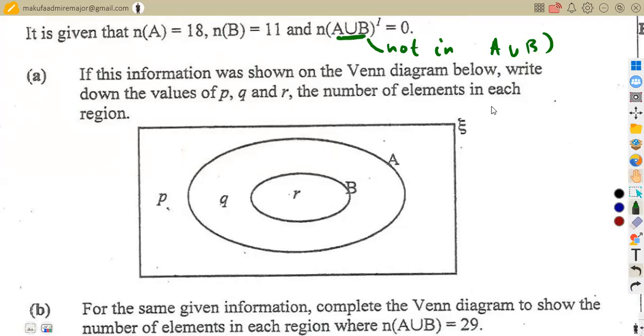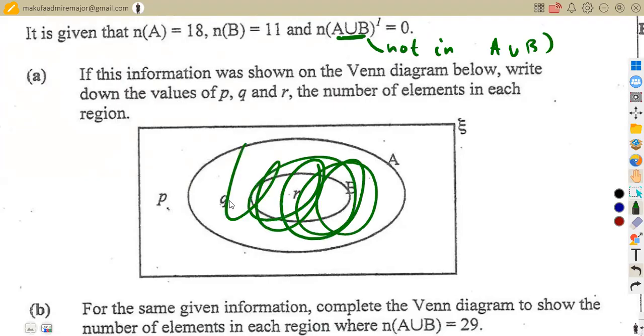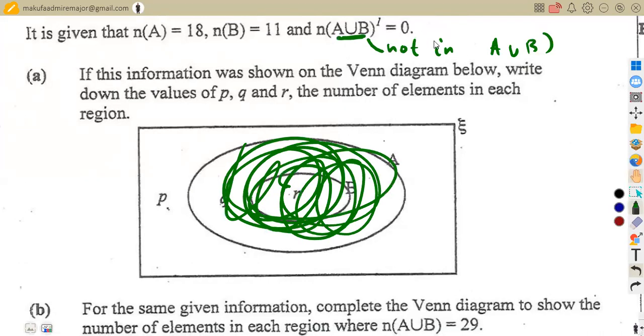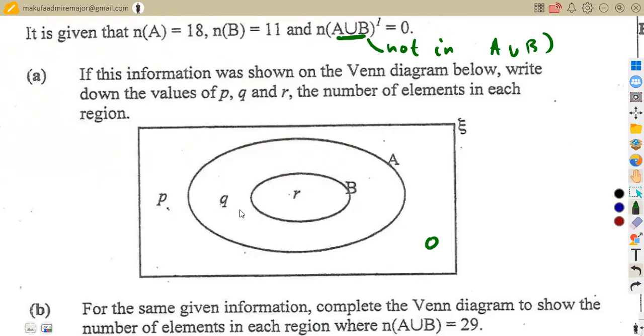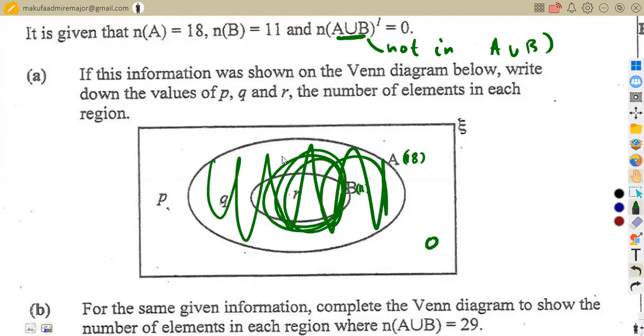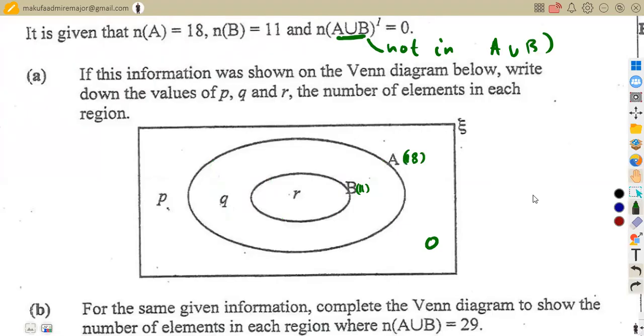So they are saying, if you combine A union B, you combine everything, and there is nothing outside. It is equal to 0, meaning outside here, there's nothing. The number of elements in A is equal to 18. Now they want us to find the values. In A, all the elements are 18. All the elements in B are 11. This is the whole of A, because B is a subset. B is inside of A.